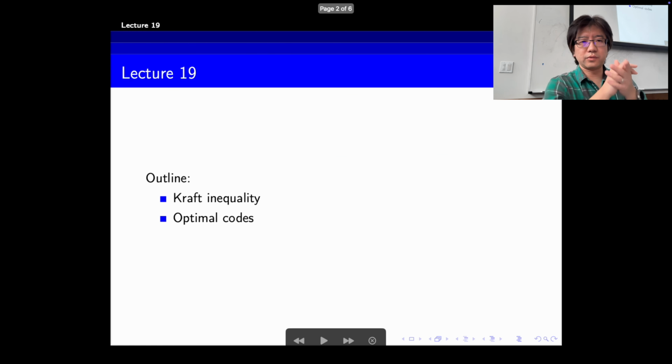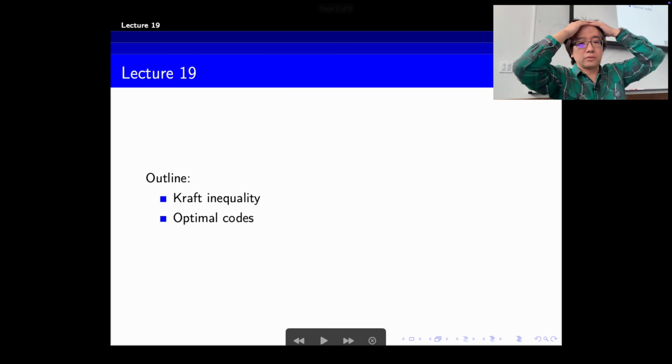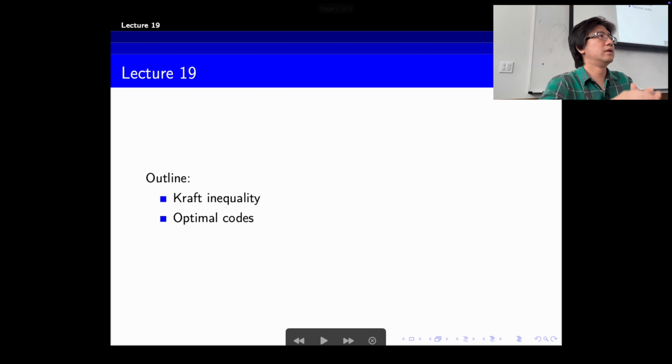All right, so let's see what we covered in our last lecture. In the last lecture, we focused on the Kraft inequality. In particular, we talked about the more general version of the Kraft inequality, which is for the uniquely decodable code instead of only the prefix code. We didn't talk too much about the construction, so we'll leave that for today. And then we talked about the optimal codes. Okay, let's see in detail.